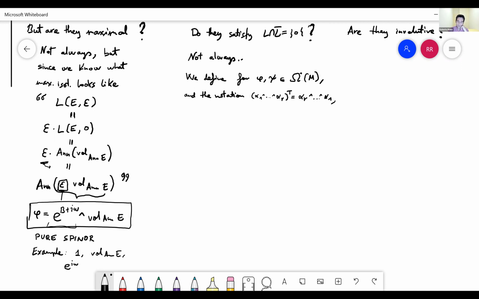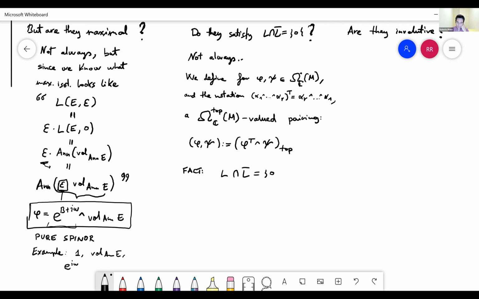Okay, so for those 2 forms and with this notation, we can define a top valued pairing. What does it mean? This actually is more scary than what I'm going to say, which is just, look, you take 2 forms and you do the following. You just transpose one of them, which is this operation I gave you here. You take the wedge product with the second one, and then you just look at the top component. This top component will be some form, and I'm only worried about whether this is 0 or not. So actually this condition L intersection L bar equals 0, let me put it for, wait a second, I'm going to delete this.